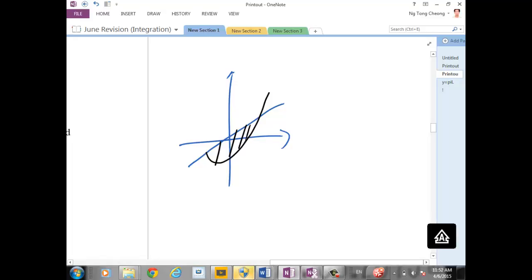If you don't believe me, go back, look for your revision package or your tutorial, then see whether you have this kind of questions. Then try to use the graph above minus the graph below, and splitting it into different parts, you will still get the same answer.